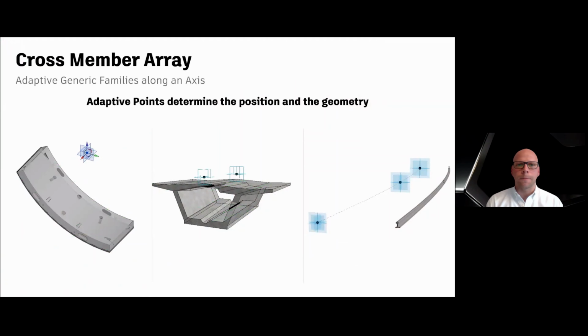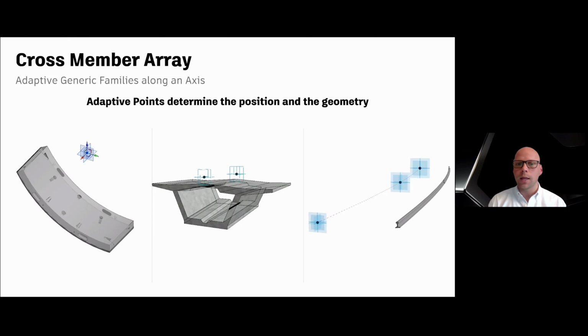Now we can jump into the second part, which is the cross-member array. This is the new functionality in the Sophistic Bridge and Infrastructure Modeler. And in this manner, we can create an array of the already created 3D components, and this also depends on how many adaptive points you have. Starting from the left-hand side, you can define the position of the segment. This is the part of the tunnel. You can define the position in the middle and also the length of each component.